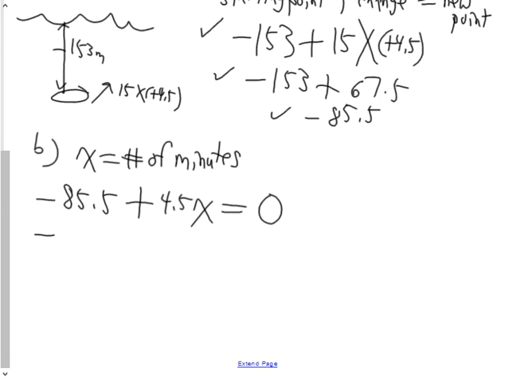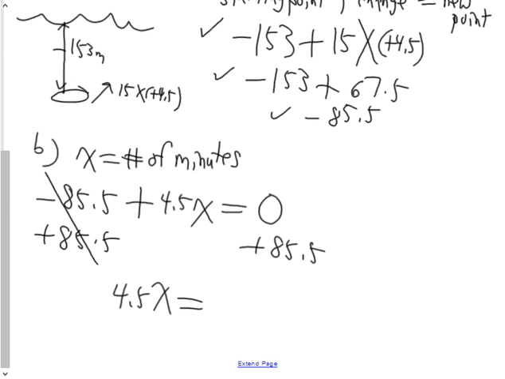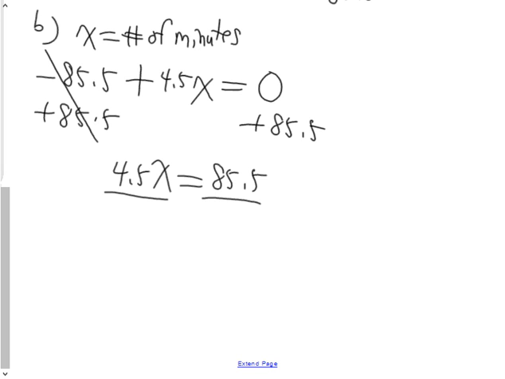I'm going to add 85.5 to both sides. Constant's gone. Agreed? I now have an equation which is 4.5x, or 4.5 meters multiplied by the number of minutes, has to travel the distance to the surface, which is 85.5 meters. That makes sense now. That looks better. Now we're going to divide both sides by our coefficient to figure out how many minutes it takes to reach the surface.